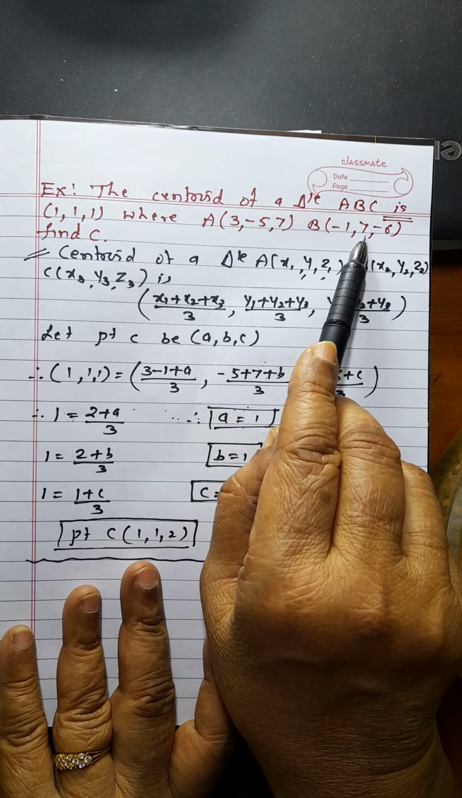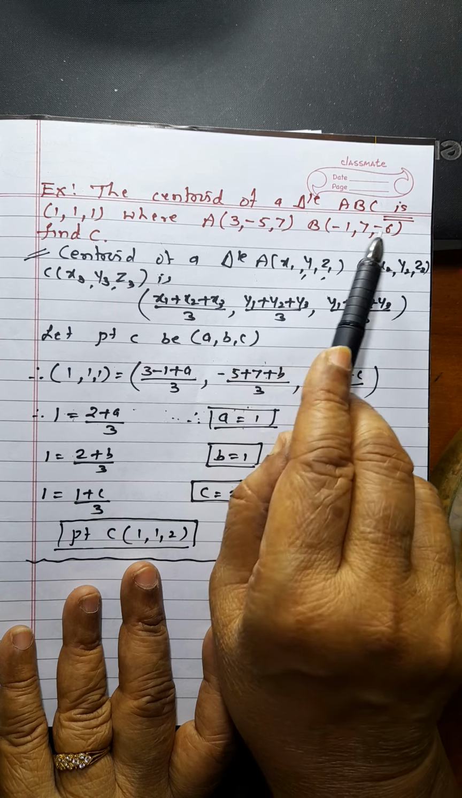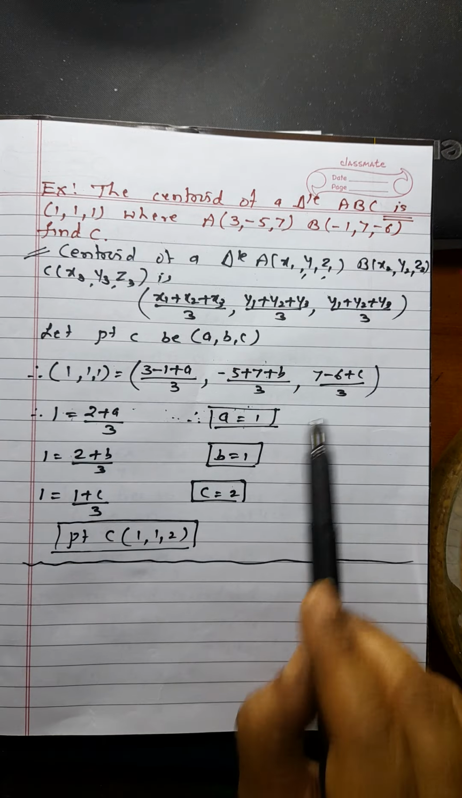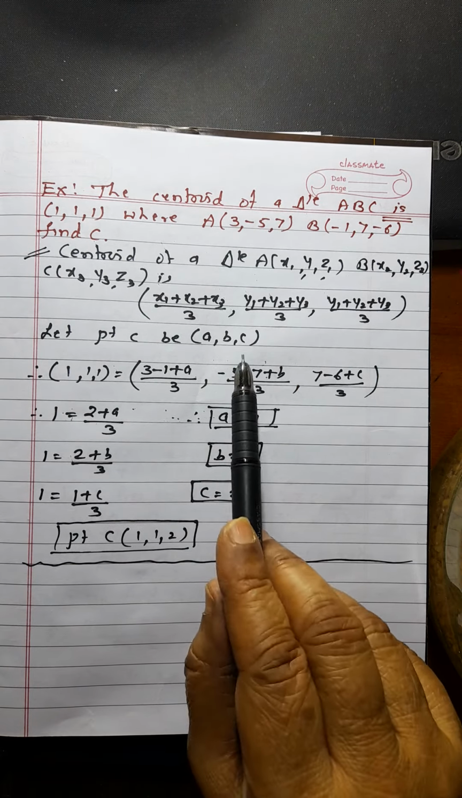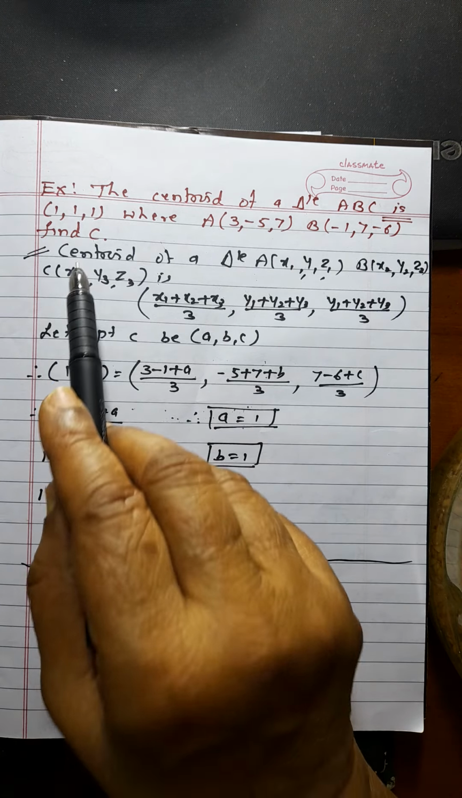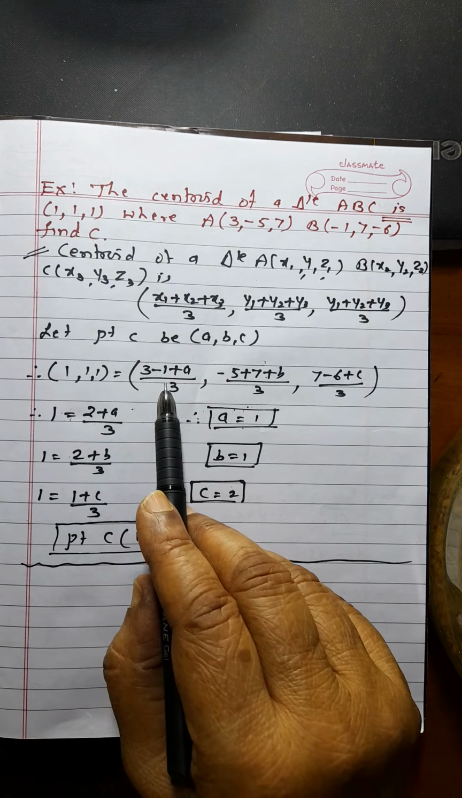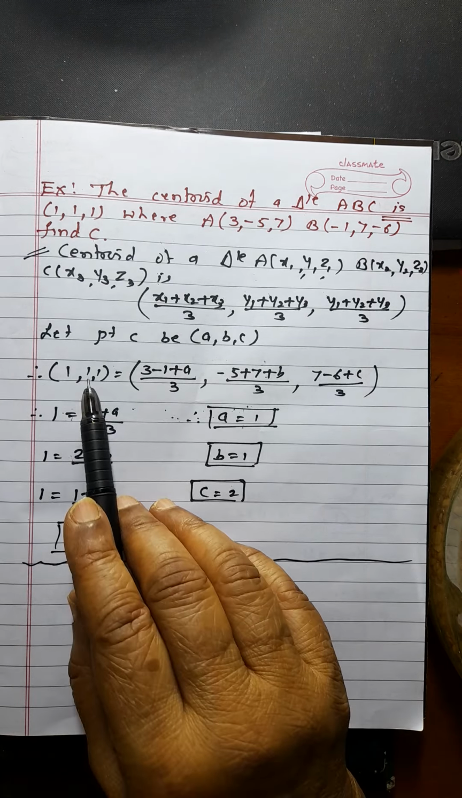Minus 5 plus 7 plus B upon 3. And the Z coordinate will be 7 minus 6 plus C upon 3. This is different from this. This is C, different from this point C. This is the name of that point. So when these coordinates are equal, the first must be equal to this, the second must be equal to this, the third must be equal to this.